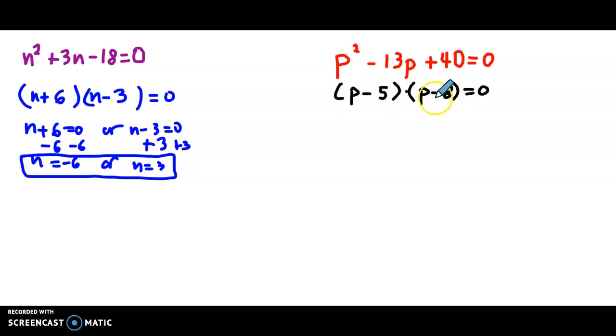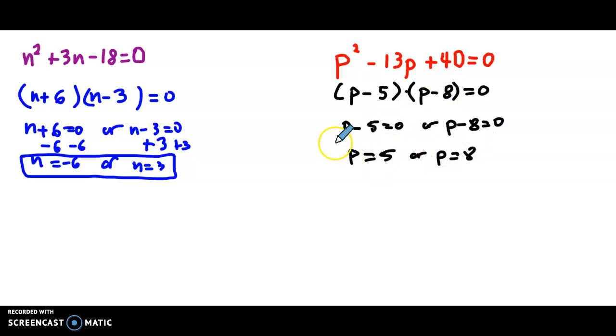I have two factors equal 0. The zero product property tells me either the first is 0 or the second is 0. Solve each of them to get P by itself. P equals 5 or P equals 8. Again, the answer is the opposite of the factor.